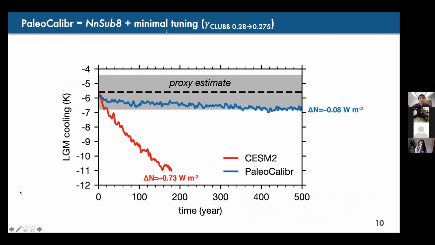We added some minor tuning to improve the top of atmosphere energy imbalance in the pre-industrial simulation. Here are our final results in the LGM simulation. The paleo-calibrated configuration is in blue, and we have 500 years now. It's still marginally too cold, but we think this is acceptable. This is certainly a major improvement over the standard CESM2 CAM6 simulation.